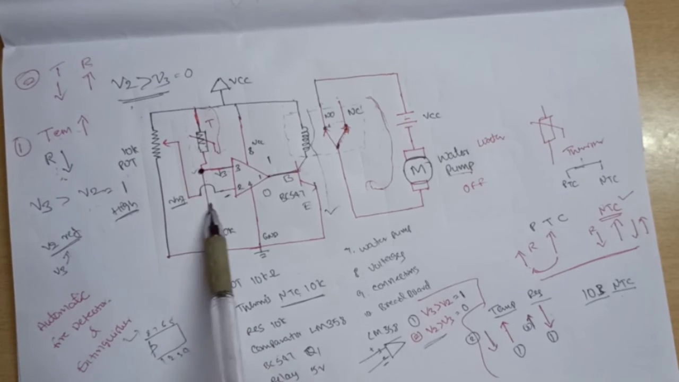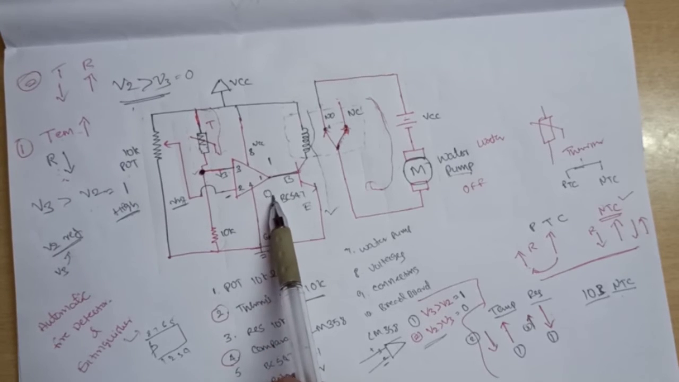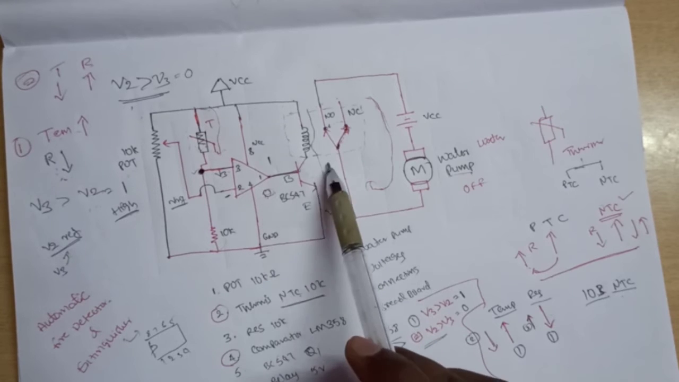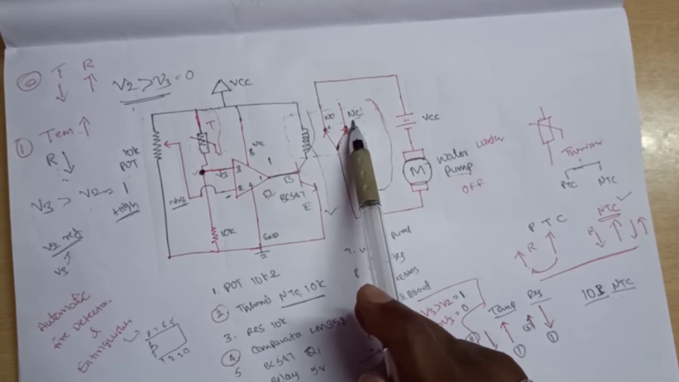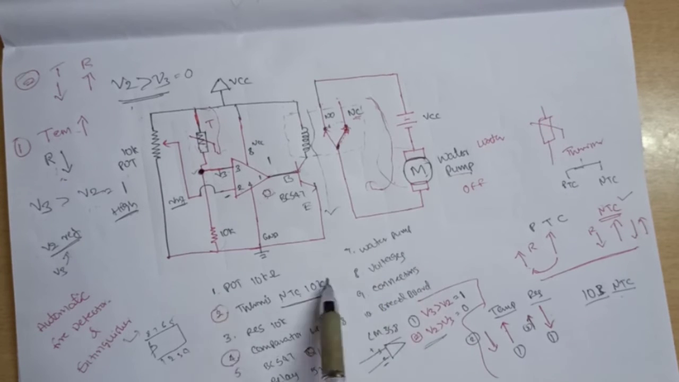At this condition, V2 is greater than V3, so that is why it is giving output as 0 volts. At this condition, the relay will be switched back to the normally closed, so the water pump will be in off condition. So, this is the working principle of the automatic fire detector and extinguisher.